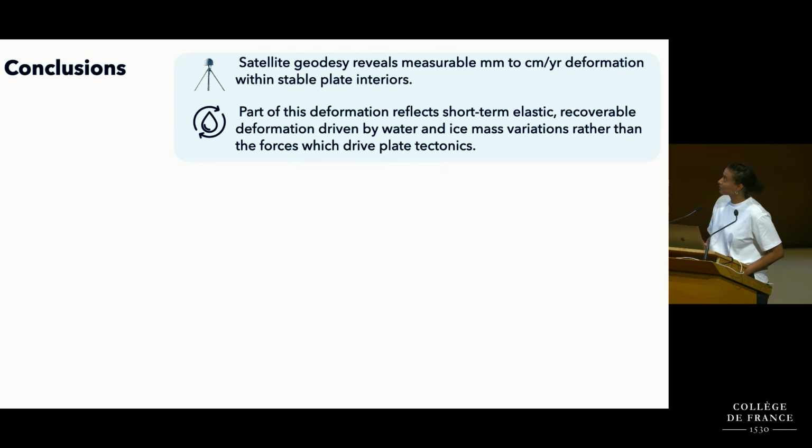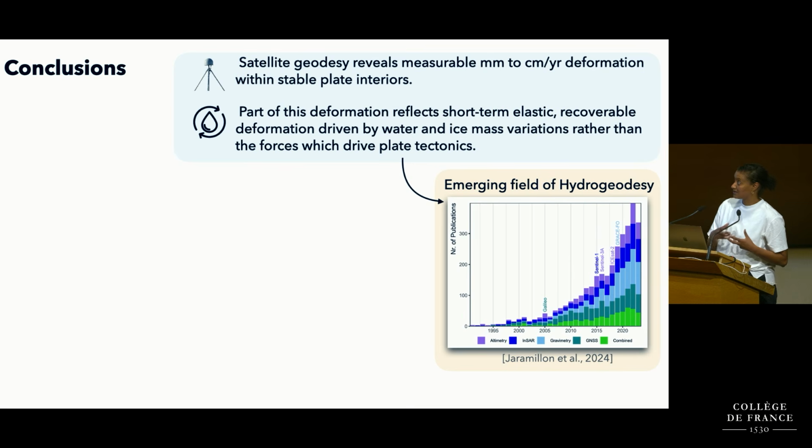All right, I arrived at the conclusions. So satellite geodesy has revealed measurable millimeter to centimeter per year deformation within stable plate interiors, and it keeps doing it. And part of this deformation reflects short-term elastic recoverable deformation driven by ice and water mass variations and other processes, rather than the forces which drive plate tectonics. This is great because it has led to an emerging field called hydrogeodesy, which is a growing field with a number of publications that is exploding, using geodesy as a sensor for hydrology.